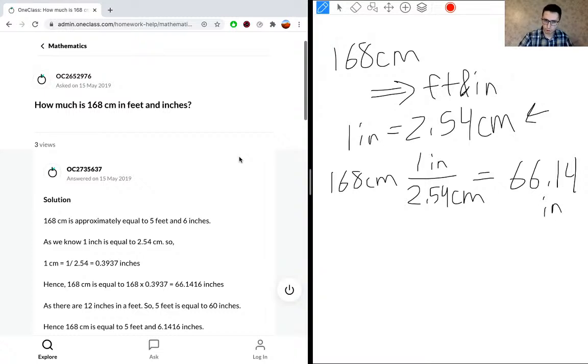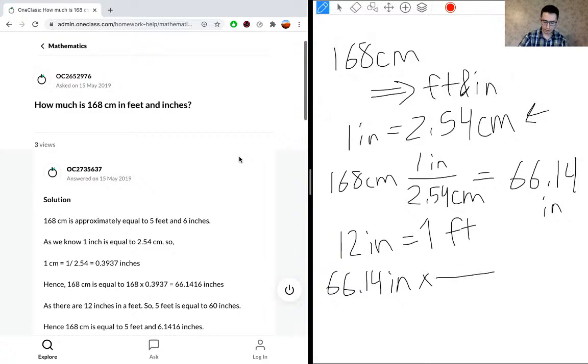And then another conversion factor that we can use is 12 inches equals 1 foot. And then we can multiply 66.14 by that rate. So 66.14 inches times 12 inches on the bottom and 1 foot on top. Here we can see that the inches cancel out, so we'll take 66.14 divided by 12, and that will give us 5.51 feet.